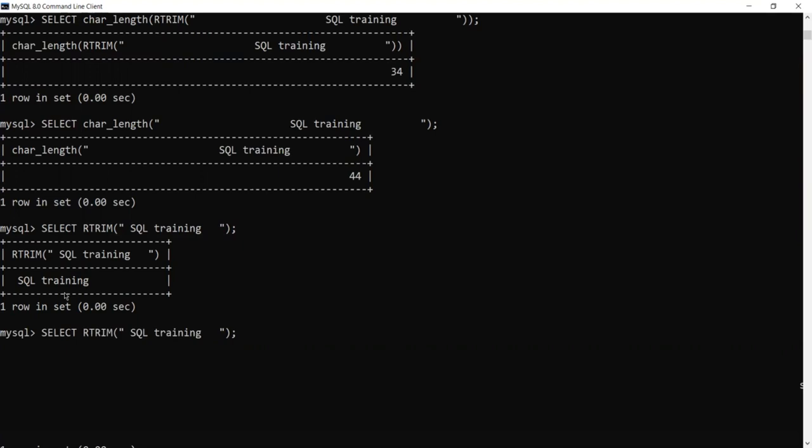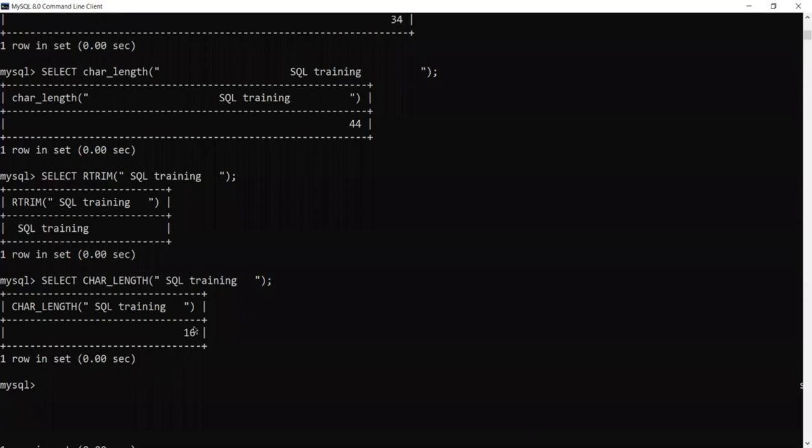Let us try to take the char length of this. And now I close it. This is the original string. This is the trimmed function. Now this is okay. There are a total of 16 characters in this, and we already know that 12 characters are for the SQL training string literal, and we have added 4 spaces in total, one before SQL training and 3 after SQL training.